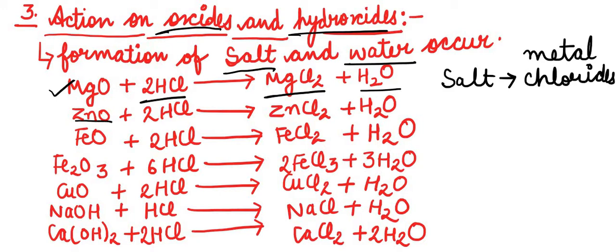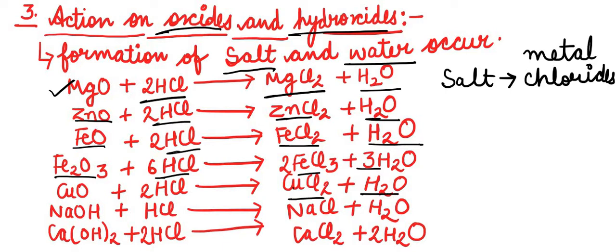ZnO, zinc oxide, reacting with 2HCl forms ZnCl2 plus a water molecule. FeO reacting with HCl forms FeCl2 plus a water molecule. Now Fe2O3, the ferric oxide, reacting with 6HCl molecules forms FeCl3 plus 3H2O molecules. And then CuO reacting with 2HCl forms CuCl2 plus a water molecule.